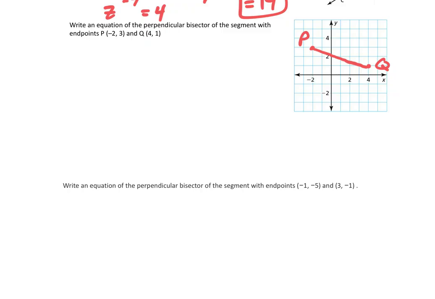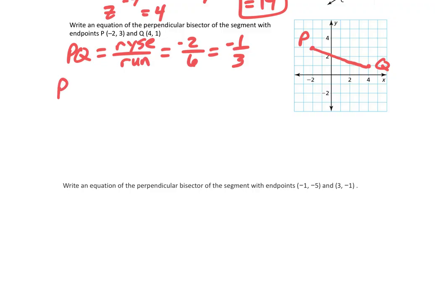Well, there's a lot of different ways I can do that. But when I'm given a picture, I can just do rise over run. To go from P to Q, I'm going to go down 2, and then I'm going to go over 1, 2, 3, 4, 5, 6. Down 2, right 6. I'm going to reduce that to be -1 over 3. That's the slope of the original line.